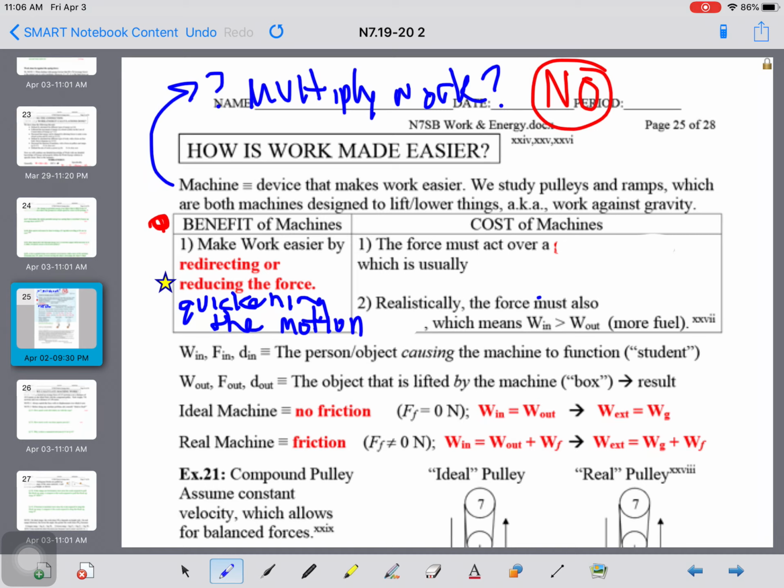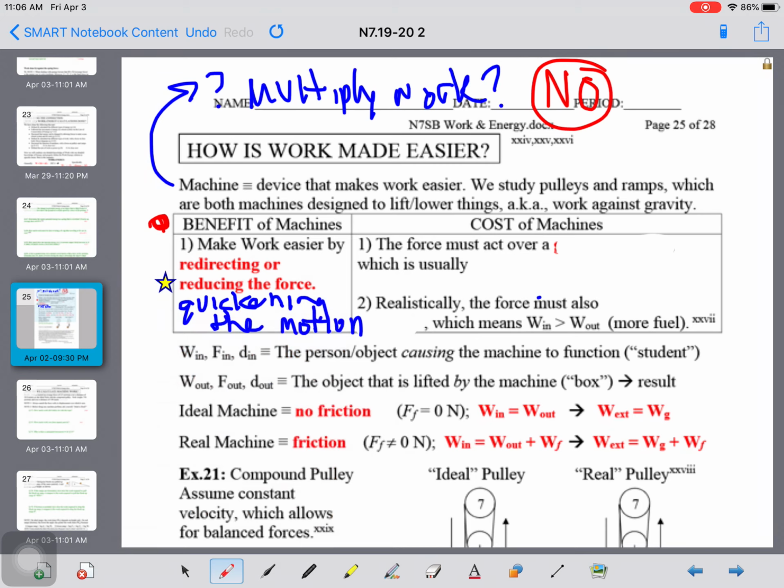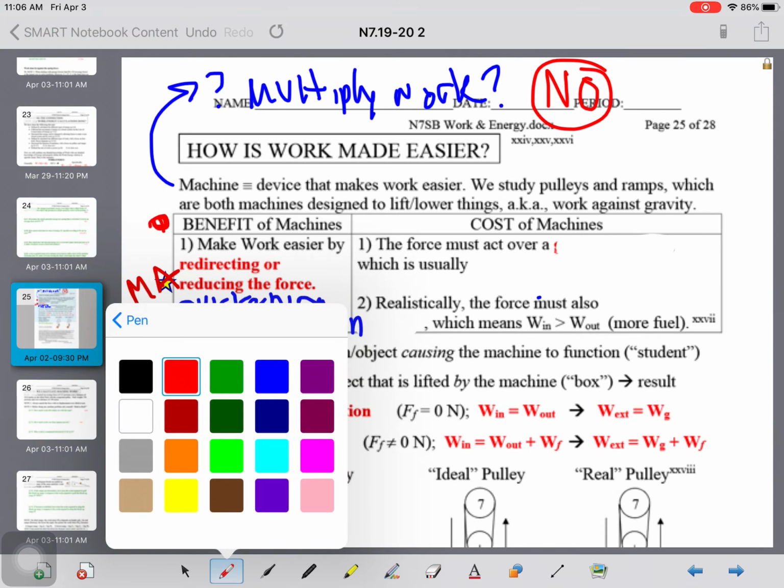But just for you, and not so much a testable circumstance, as you move on in the world, machines that reduce the force are known as this one right here, reducing the force. Those are machines that provide a mechanical advantage, a little A there, and machines that quicken the motion.